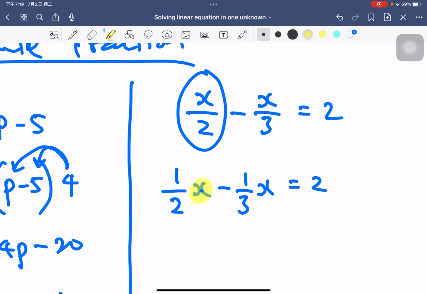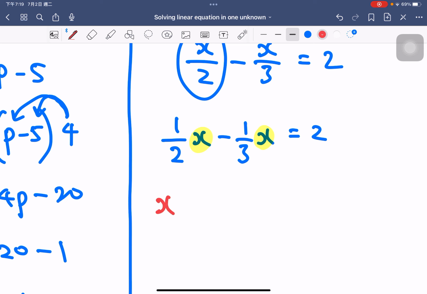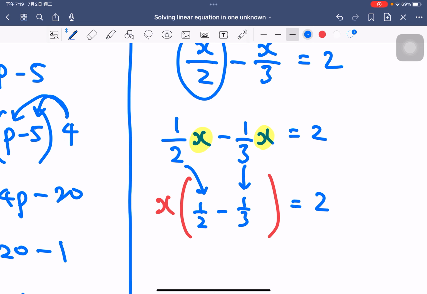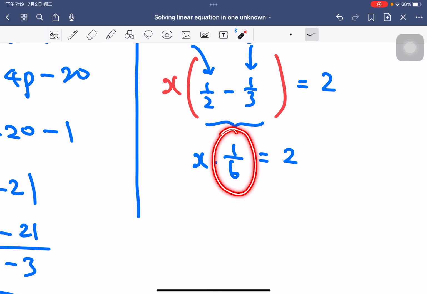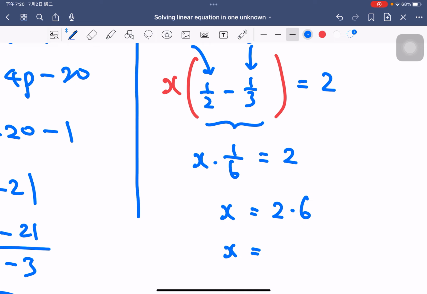So now we can take out our common factor. So we can take out the x as the common factor. After we take out the x as the common factor, we add a bracket, and we write down what we have left. Then we have 1 over 2 minus 1 over 3 equal to 2. So now we're trying to solve what this is. Using your calculator, you can get that this is equal to 1 over 6, isn't it? So now I have x times 1 over 6 is equal to 2. So now I don't want this divided by 6. I'm moving to the right. It's going to become times 6. So now x is going to be equal to 2 times 6, so x is equal to 12.